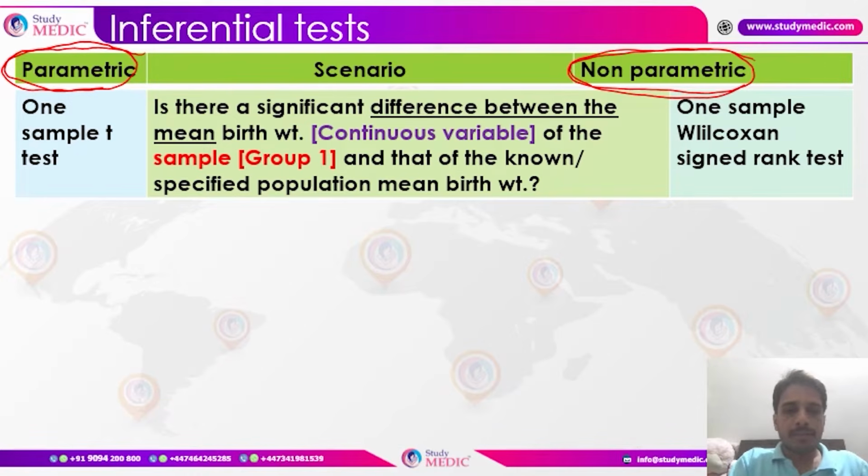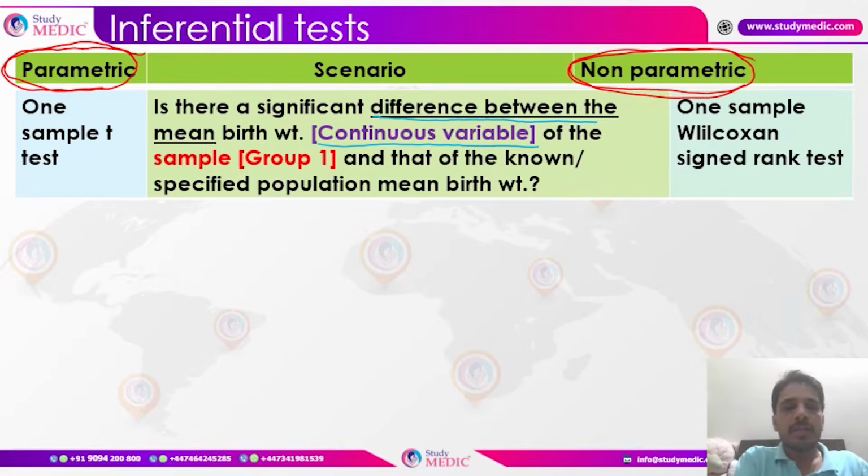Now, for example, if you want to find out if there is a difference between the mean birth weight, which is a continuous variable, of a particular sample of, let us say, pregnant women, and that of the known specified population. That means we already know the mean birth weight of a whole population. We want to compare our sample mean birth weight with that, and see if our sample mean birth weight is very different from the known population from which this sample is drawn.